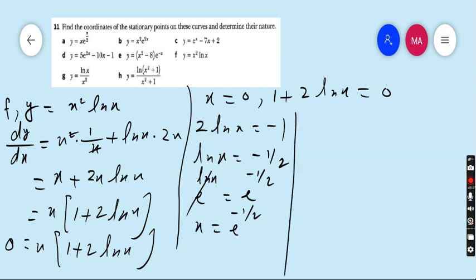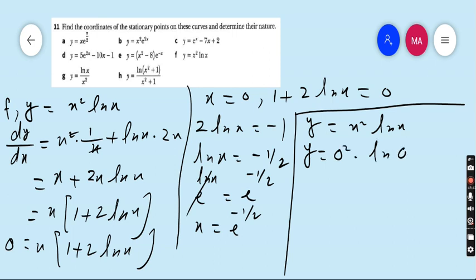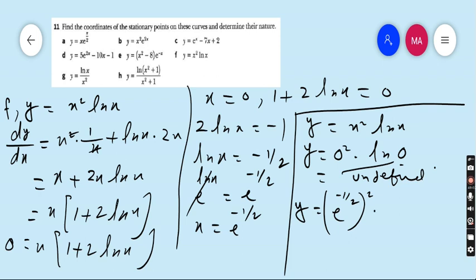Now put both the values one by one in the given question. Question is y is equals to x square ln x. First value of x is 0. So 0 square ln 0. You know ln 0 is undefined. Therefore this is not the stationary point. The second value is y is equals to x square, x is e power minus 1 upon 2 square dot ln x.